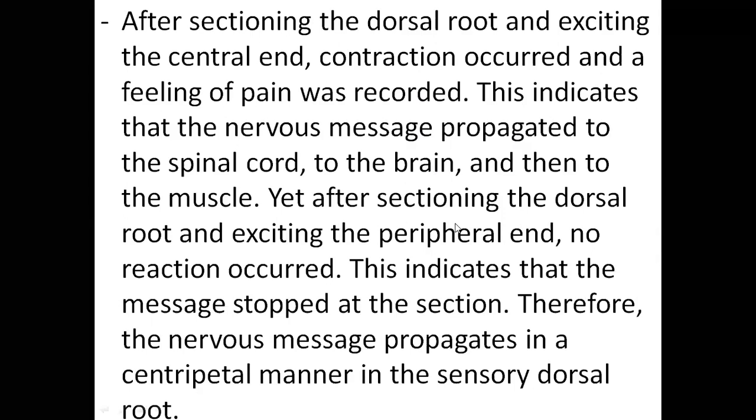Why? After sectioning the dorsal root and exciting the peripheral end, there is no reaction, meaning that the message stopped at this section and doesn't move away. Therefore, the nervous message propagates in a centripetal manner in the sensory dorsal root. So what we can conclude till now is two conclusions for each root. First, the ventral root has a motor function and the message propagates in a centrifugal manner, while for the dorsal root, the message propagates in a centripetal manner and the dorsal root has a sensory function.